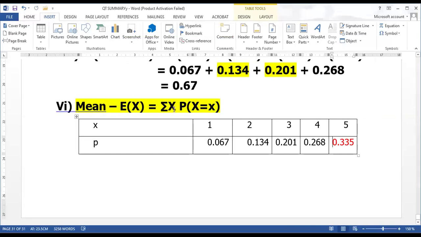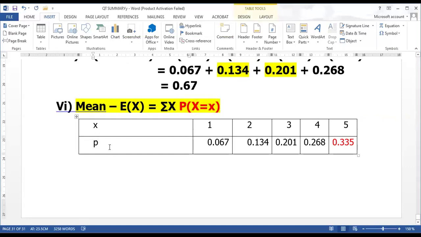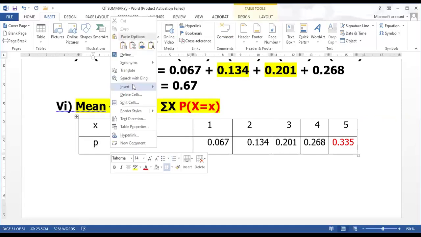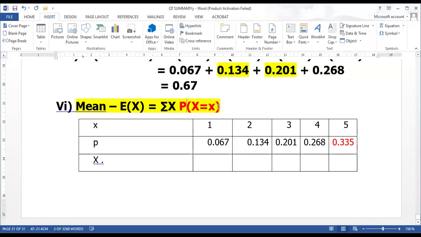So this is my table. Do you see the formula? It is x times the probabilities. This is x, and this is just the probability. So I need the mean, so I can add another row and call it xp, x times the probabilities. I bring this one here.